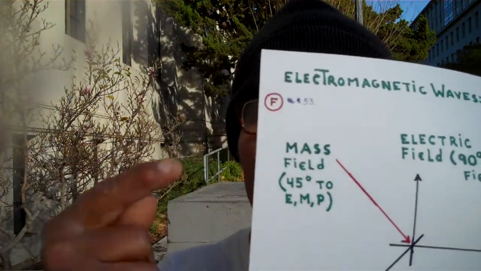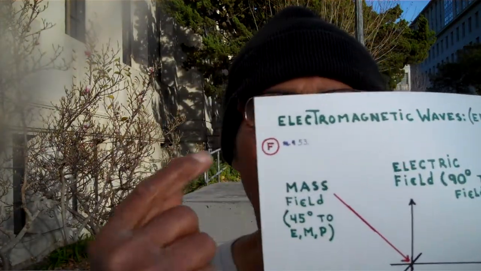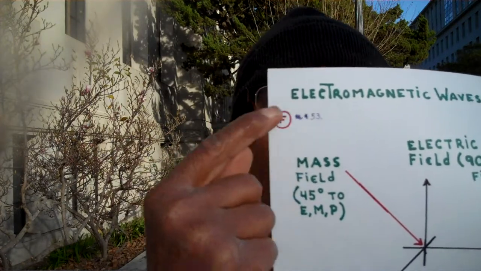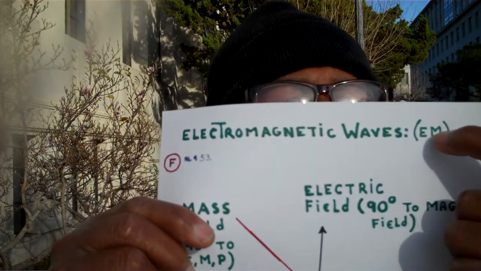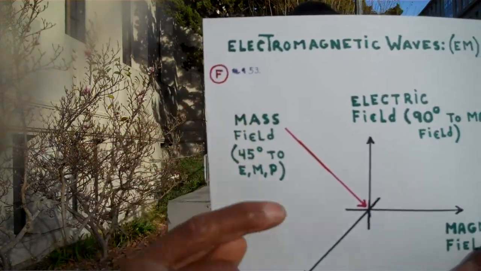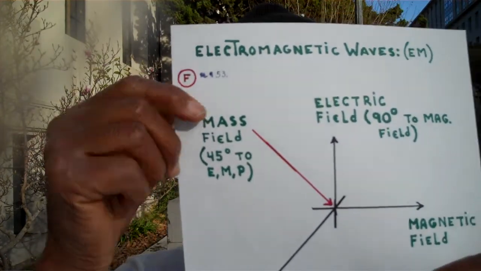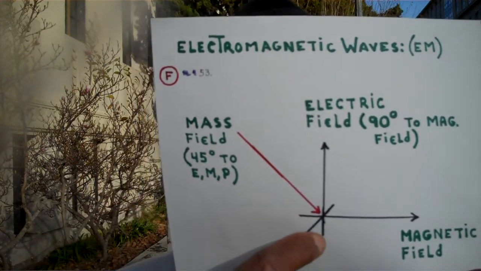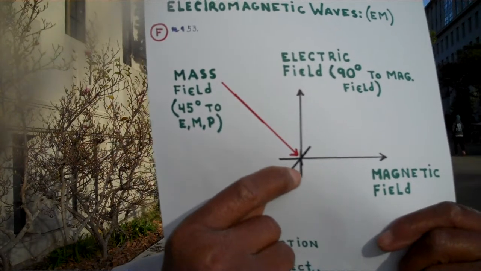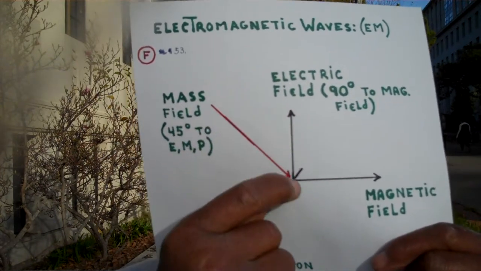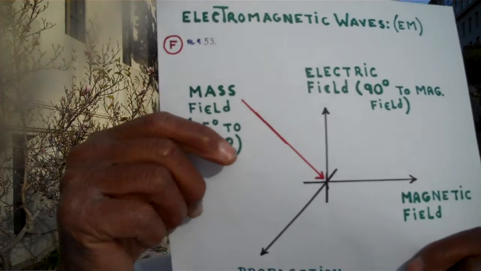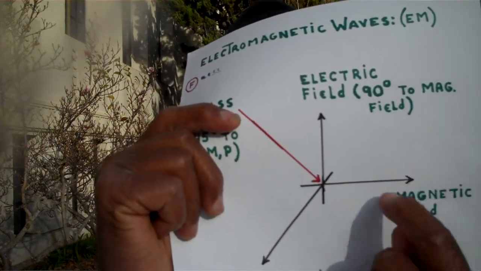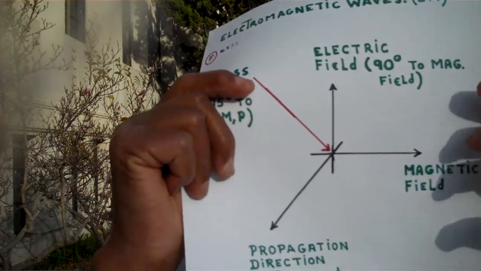Now this here is an electromagnetic wave. This is illustration F. This is number 53. Now, this is electromagnetic waves. The electric field is 90 degrees to the magnetic field. This is the vertical arrow. And the magnetic field is 90 degrees to the electric field.